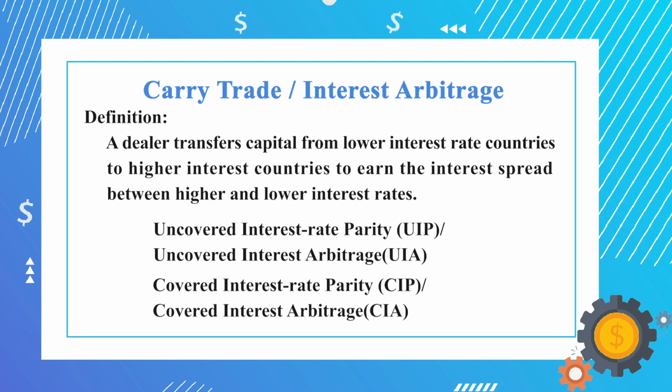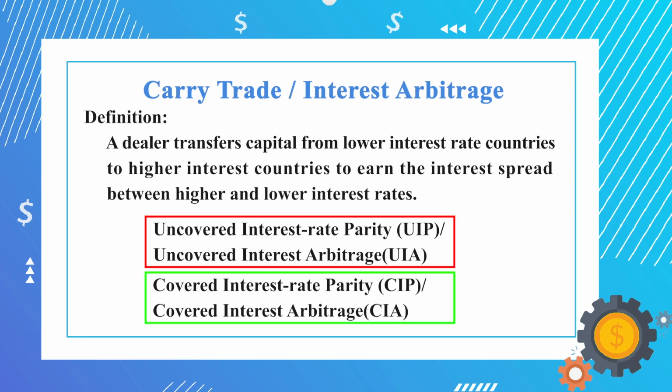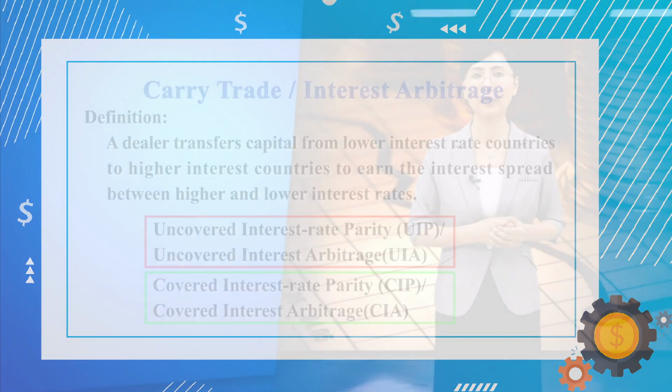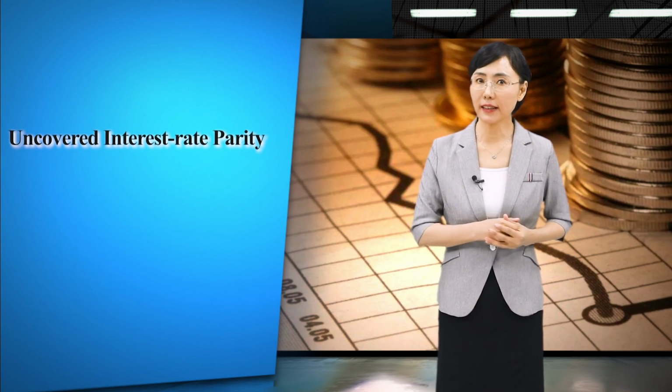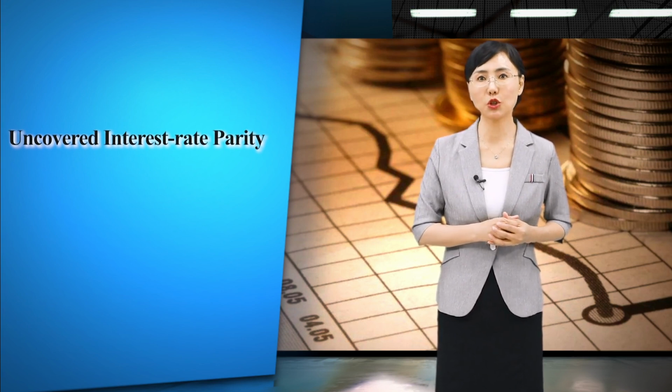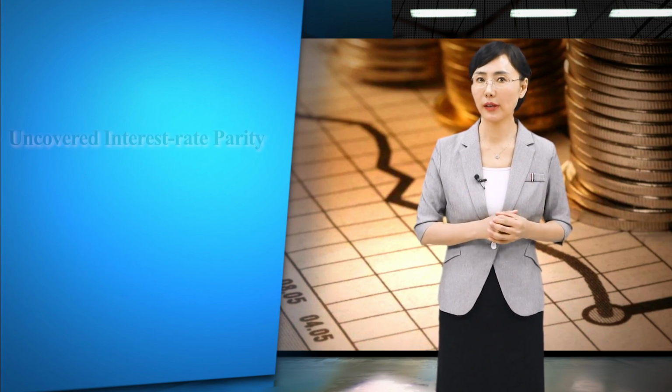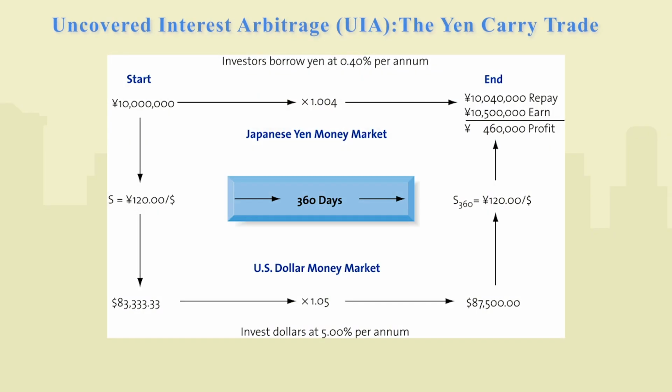There are two kinds of interest arbitrage based on two interest rate parities. Uncovered interest arbitrage is based on uncovered interest rate parity. Covered interest arbitrage is based on covered interest rate parity. Firstly, let's study uncovered interest arbitrage with an example. As the picture shows, we can see the dollar's interest rate is much higher than yen's.